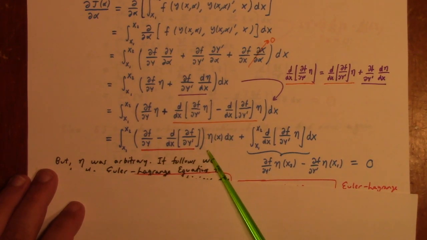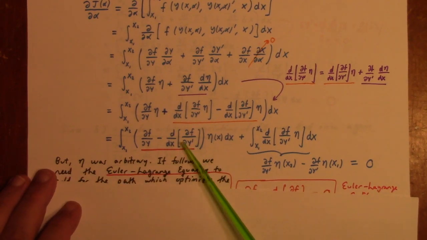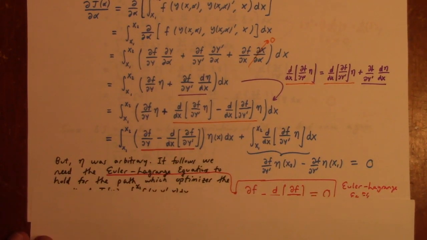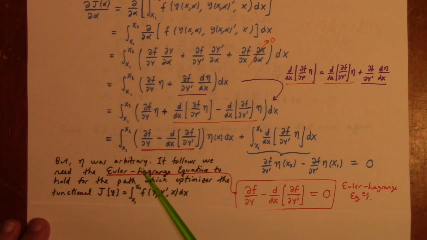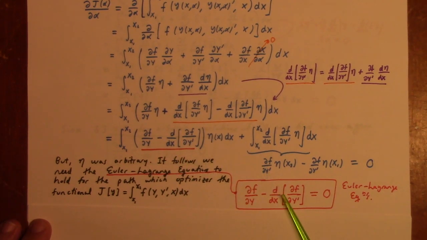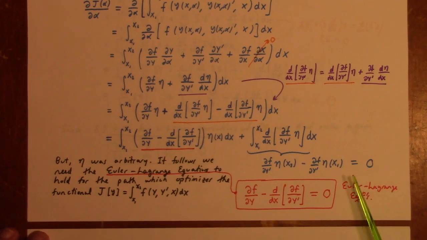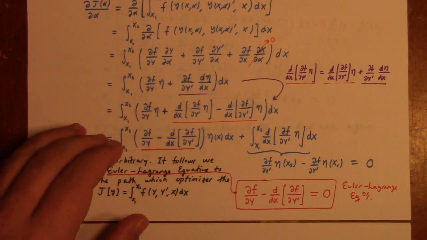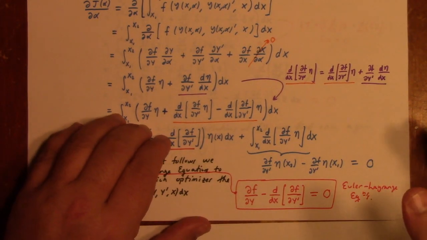the only way that this whole thing can be 0, if you start thinking about it, since eta was arbitrary, it follows that we need the Lagrange equations to hold for the path which optimizes the functional J of y. So the Lagrange equations are precisely that this term we found right here vanishes. So partial f partial y minus d dx of partial f partial y prime equals 0. These are the Lagrange equations for this toy model.